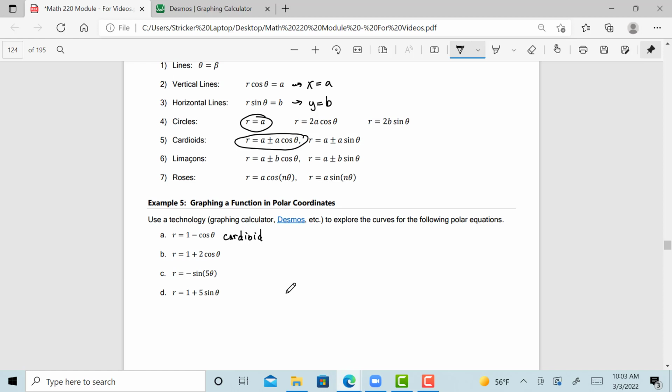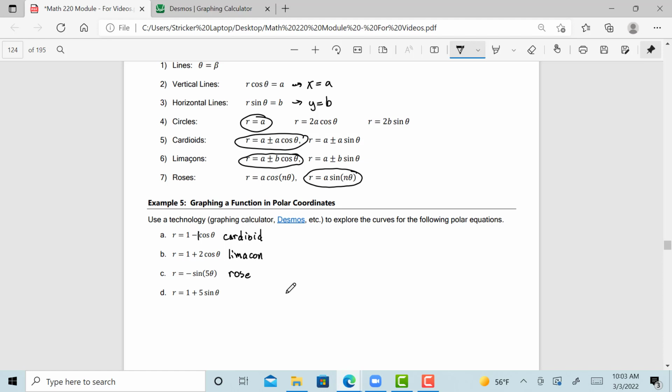The next one is r equals 1 plus 2 cosine theta. So now we don't have 1 and 1. The last one we had 1 and 1. Now these are two different numbers. So that puts us in the limaçon category. And because it's the cosine one, we're looking at this formula right here. So this is a limaçon. And then we have r equals negative sine of 5 theta. Well, that's going to be a rose, because now we're in that format. So this is a rose, which we'll see what the graph of that looks like.